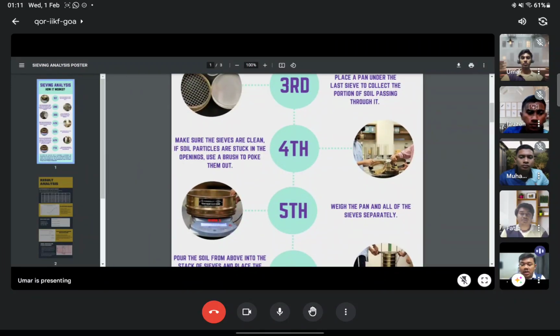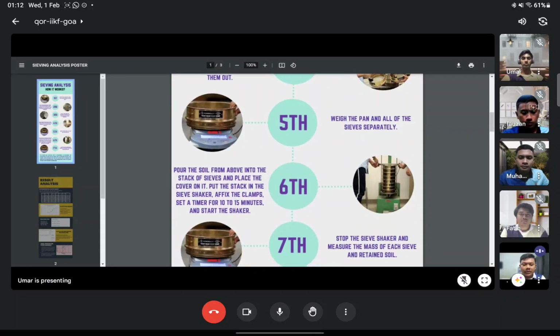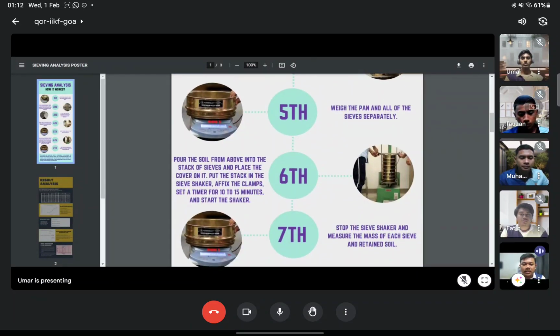The next step is to make sure the sieves are clean. If soil particles are stuck in the openings, you can use a brush to poke them out. And the next is to weigh the pan and all of the sieves separately. This data needs to be taken to make a result later.